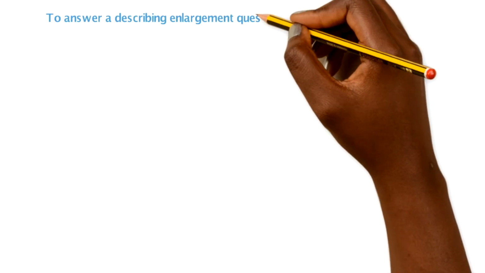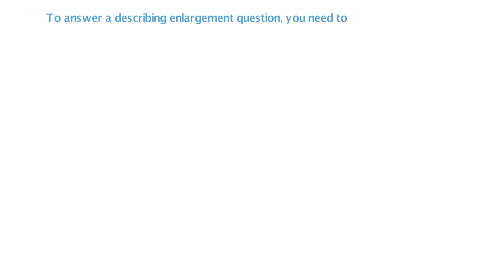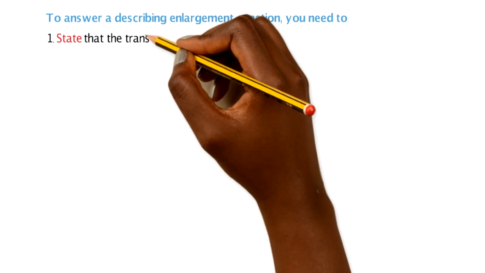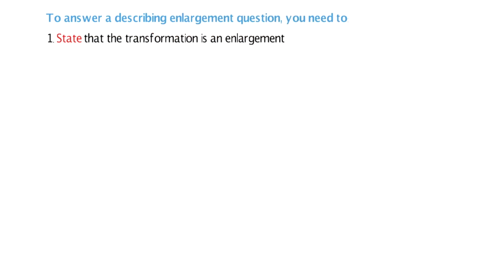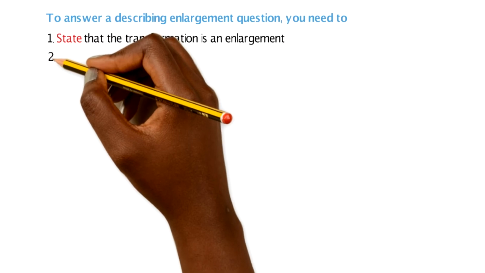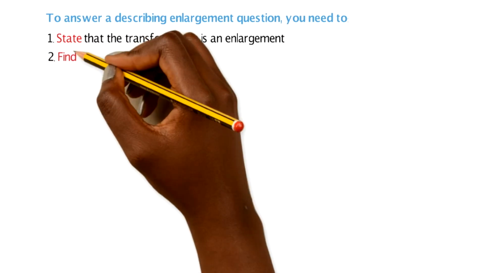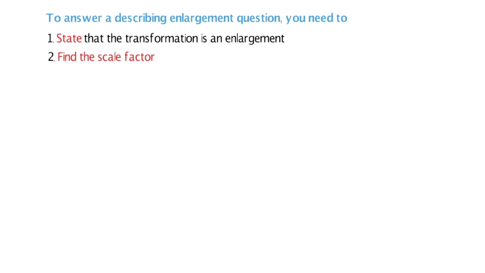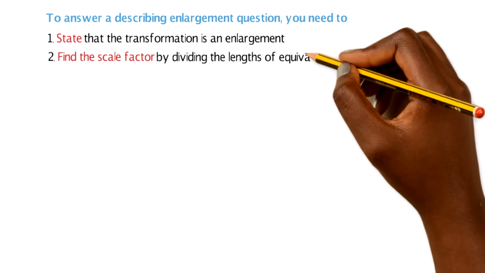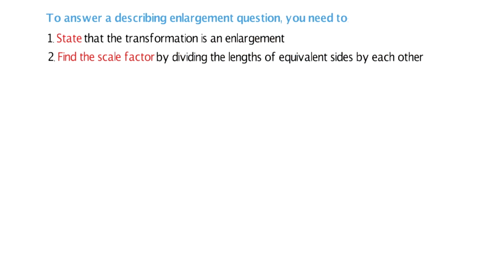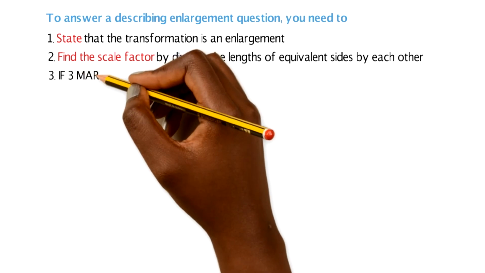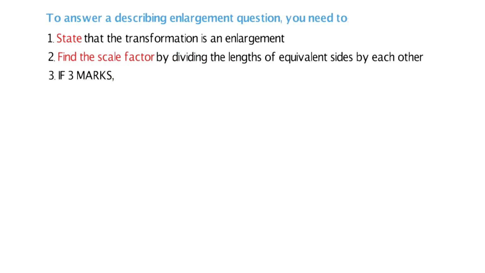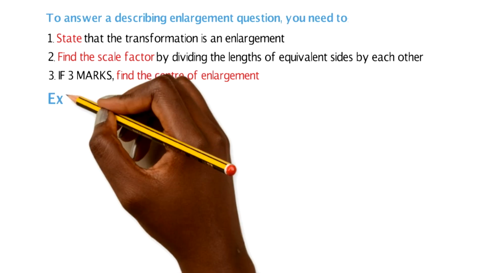So, to answer a describing enlargement question, you need to, first of all, state the transformation is an enlargement. That's literally that. Write the word enlargement, you've got yourself a mark. The second point is find the scale factor by dividing the lengths of the equivalent sides by each other. And last but not least, if it's a 3-mark question, I repeat, if it's 3 marks, you need to find the center of the enlargement.